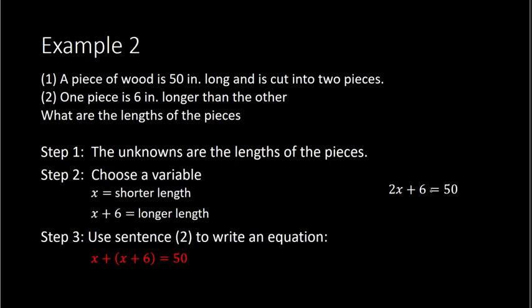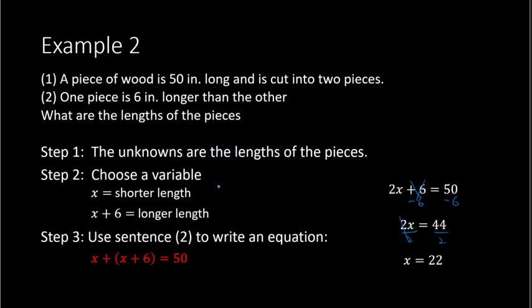So to get rid of the plus 6, we do the opposite of adding 6, which is subtracting 6. So I subtract 6 from both sides. On the left, I have 2x, and on the right, I have 50 minus 6, which is 44. And then I can get rid of this 2 by dividing. So I divide both sides by 2. X would be 44 over 2, which is 22.